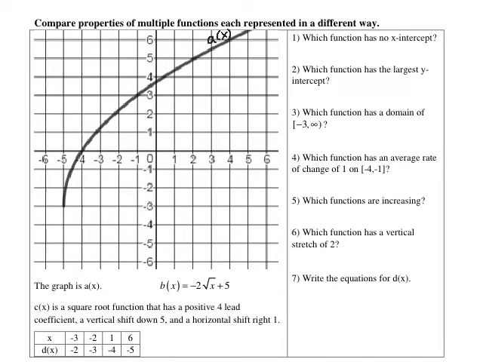What we're going to do is compare all four of these functions, a, b, c, and d, and then ask some questions about them. In order to compare them, you need to change them all into one type. You have to change them all into tables, or all into equations, or all into sentences, or all into graphs. So if we look at these questions, what's the best type of description of the function so we can make comparisons? Probably a graph. A graph is usually the best one to compare four different functions.